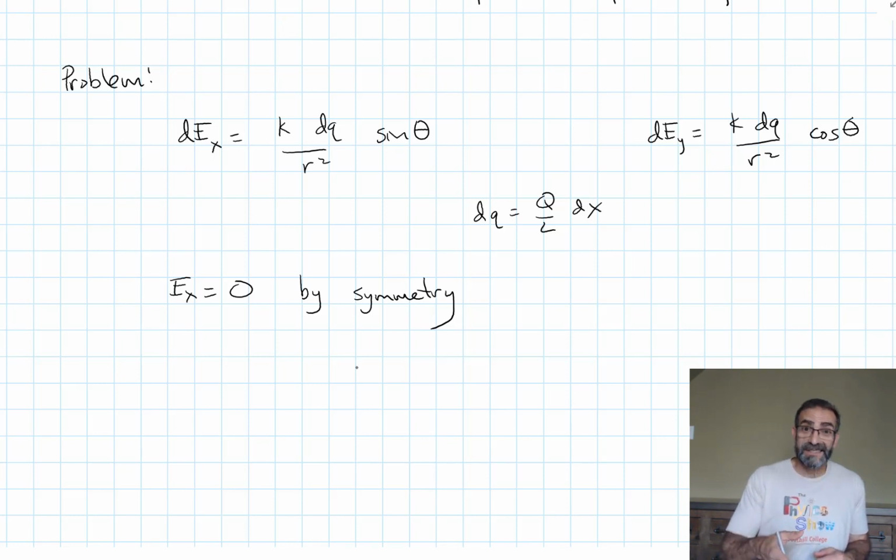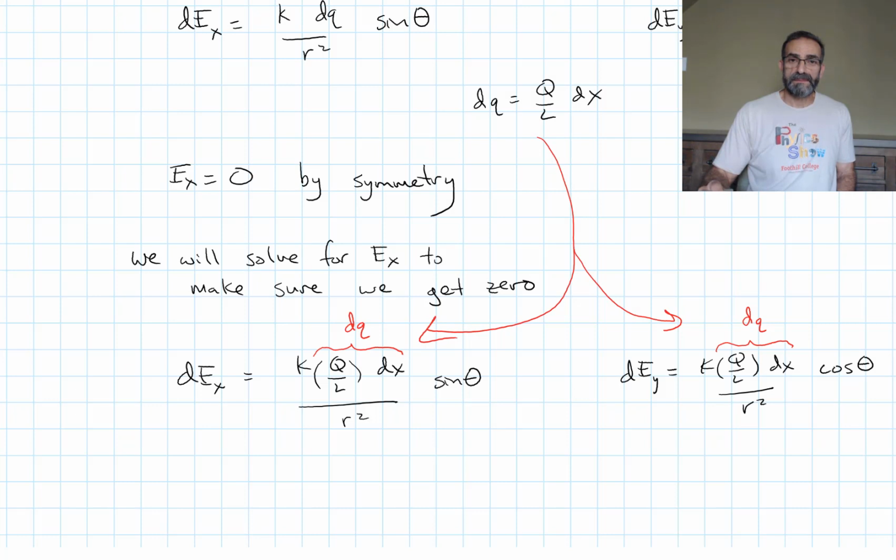And in this case, we have an answer. We know the x component should be 0. When you first start doing these problems, go through and solve and make sure you get 0. We'll go through and find both, but this is what I've got so far. For dq, I'm just plugging in q over L dx. And dq is always q over L dx.